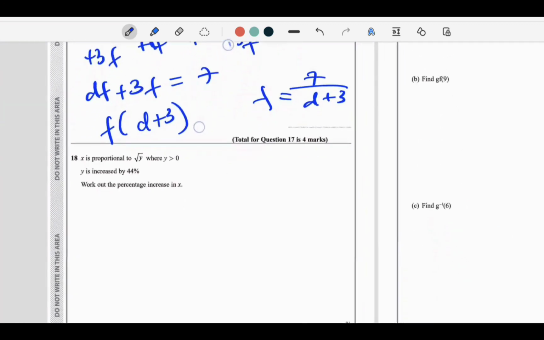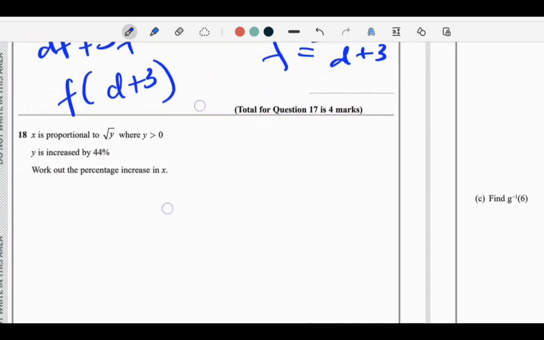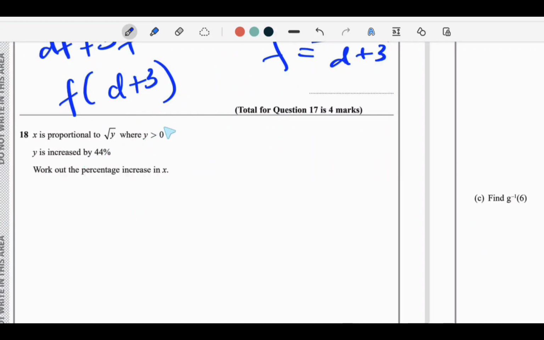That's it. Question 18. x is proportional to the square root of y, where y is greater than 0. y is increased by 44%. Work out the percentage increase in x.